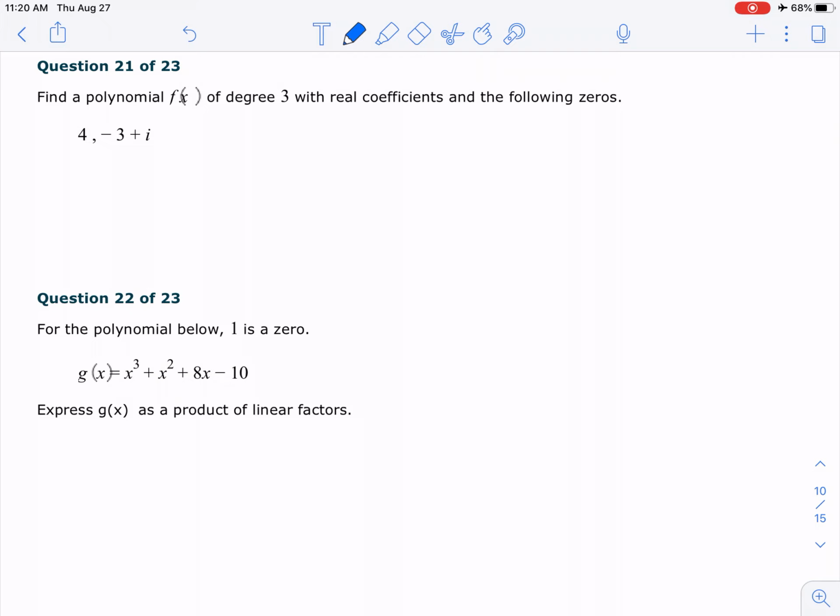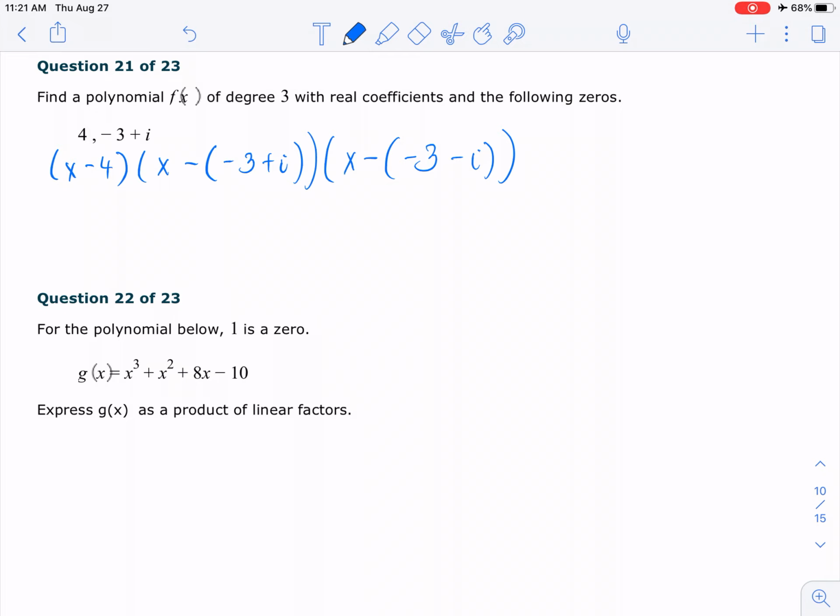For number 21, we have the following zeros. So you can just plug them in factor form. However, don't forget that for the complex zeros, you're going to have to include the conjugate as well. So we have x minus negative 3 plus i, but we also have x minus negative 3 minus i. That's the conjugate. And then from here, you multiply it out to get our polynomial.